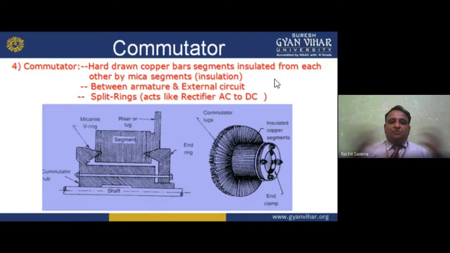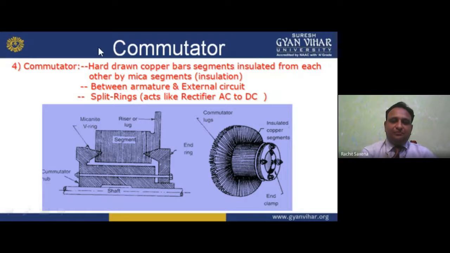Now split rings act like a rectifier, AC to DC. So what does it behave like? A rectifier. What does a rectifier do? It converts alternating current into direct current. Here it also behaves like this. It converts bidirectional current into unidirectional current. I hope you understand.